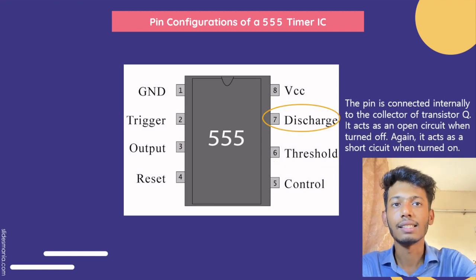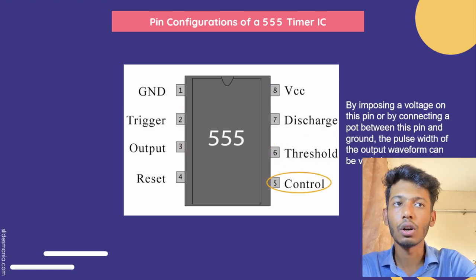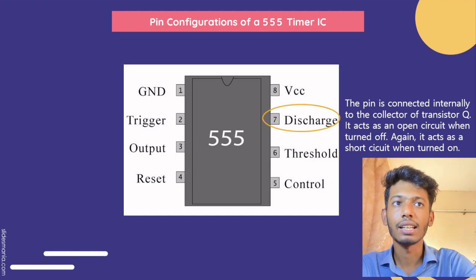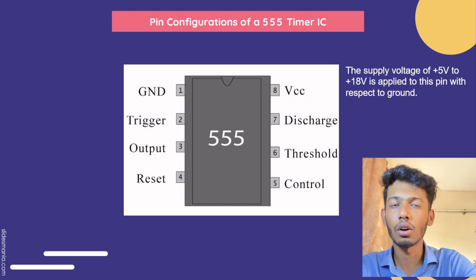low. The sixth pin is threshold. By imposing a voltage on this pin, by connecting a pot between this pin and the ground, the pulse width of the output waveform can be varied. The seventh pin is discharge. This pin is connected internally to the collector of the transistor Q1. It acts as an open circuit when it is turned off. Again, it acts as a short circuit when it is turned on.